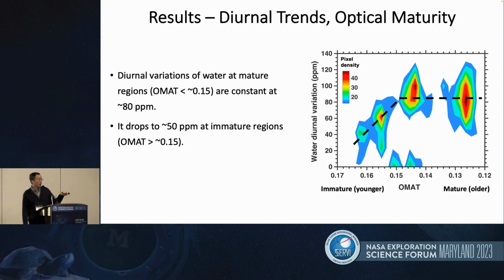The y-axis is the diurnal variation, the x-axis is the relative age. What you see here is that for younger age units, the diurnal variation is weaker, like 40, 50 ppm. While for the older units, there's a steady state, where you see like 80 to 100 ppm variation only.